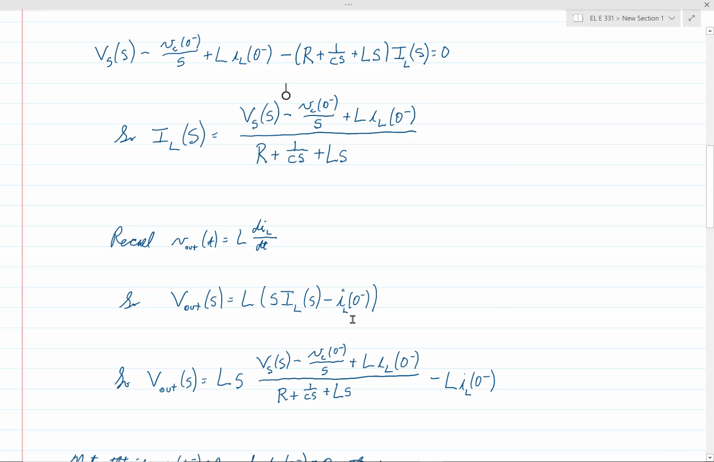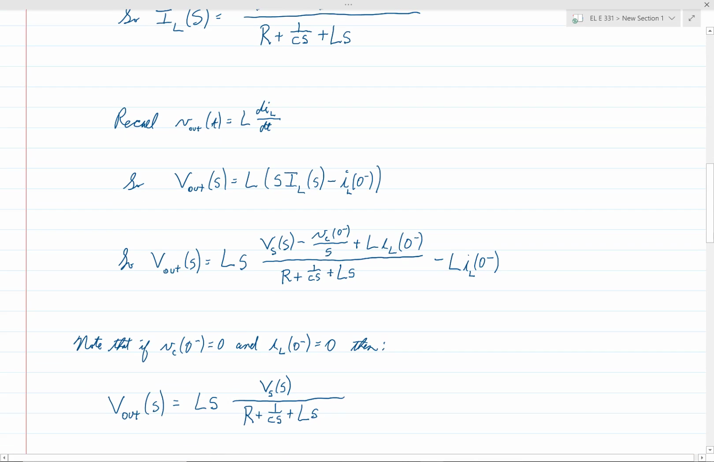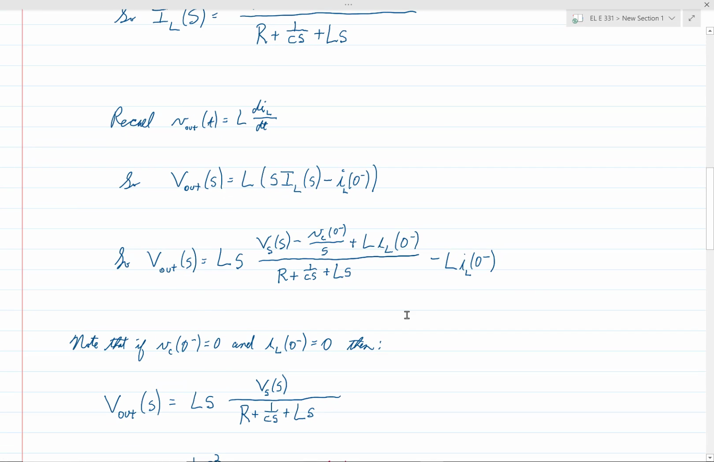Okay, so now we have that IL in there. So V out is equal to that when we take the Laplace transform of this equation, which we already have discussed above. And so then if we simply substitute into this equation for V out of s what we derived up here for IL of s, we will get this. So here is our equation for V out of s.